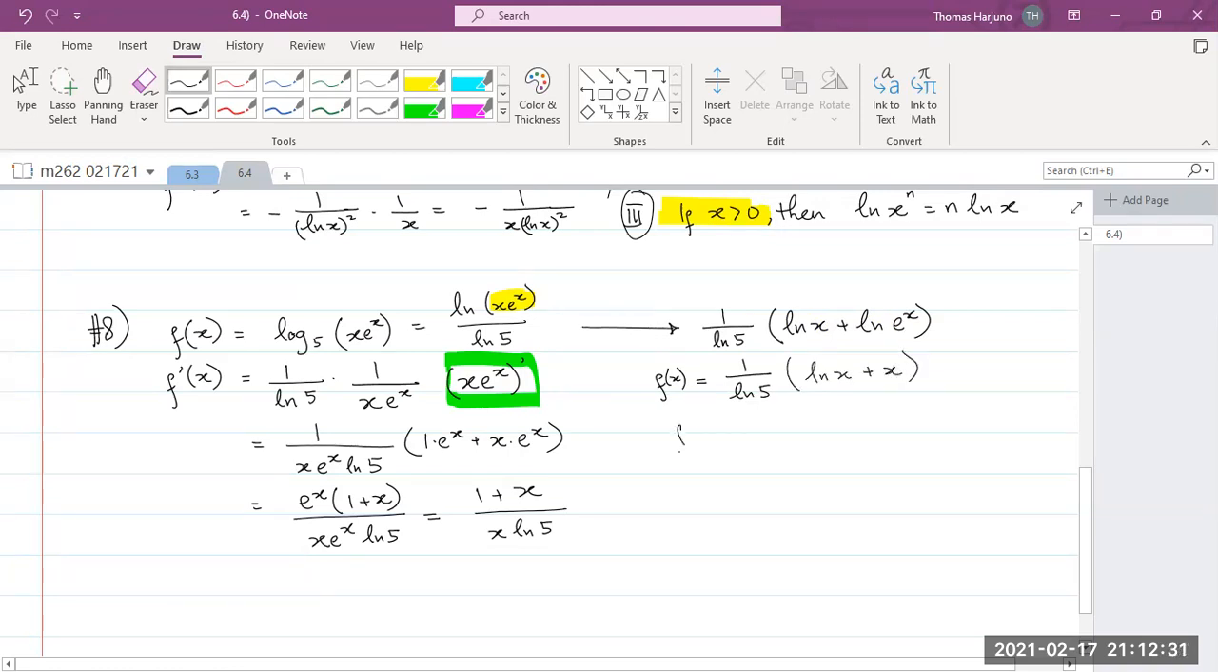So what is the derivative? That's 1 over ln 5 times 1 over x plus 1. See, it becomes 1 plus x over x ln 5. Turns out to be the same again.